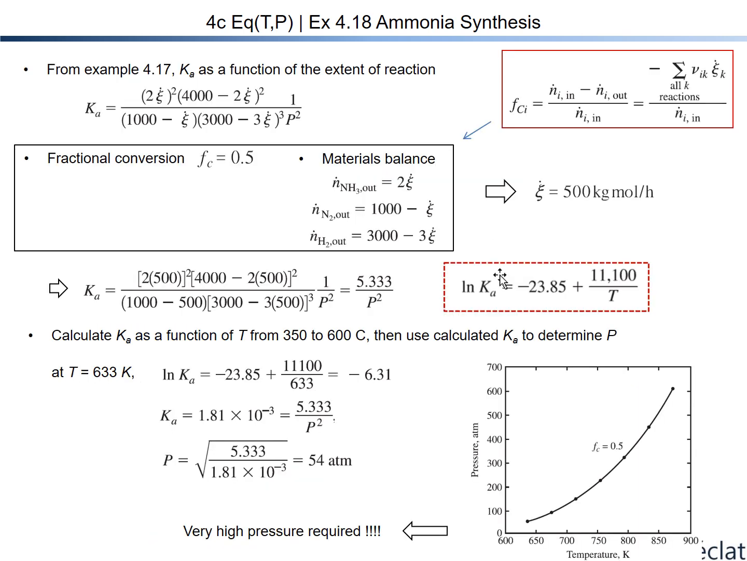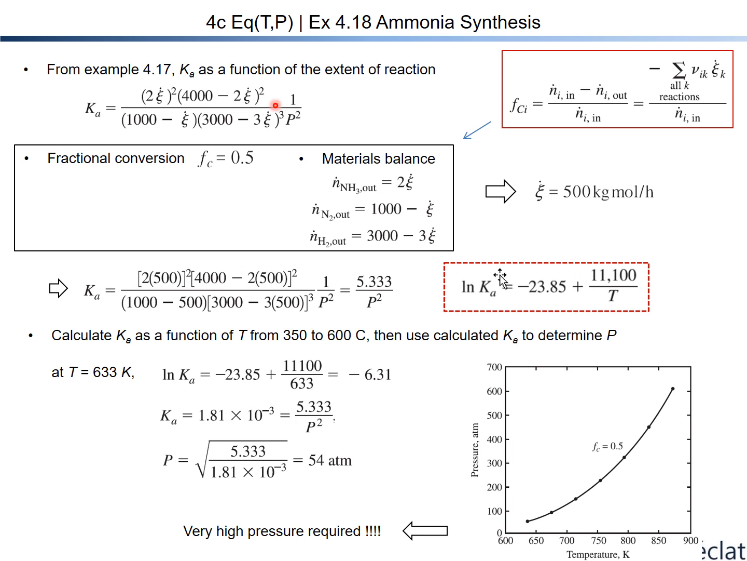Then from example 4.17, the previous example, the mole fractions for the equilibrium constant were described by a function of the extent of reaction, so something like that, right? So we have the equilibrium constant as a function of pressure. So right now we have two equations. One is a function of pressure, the other one is a function of temperature.